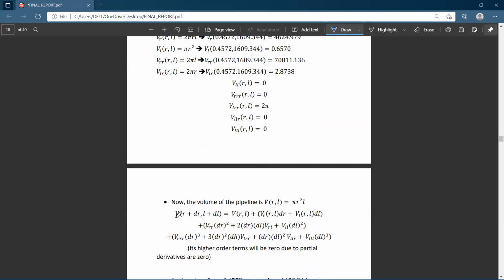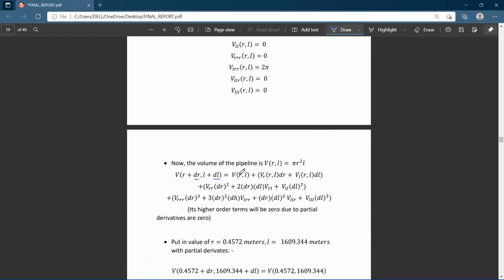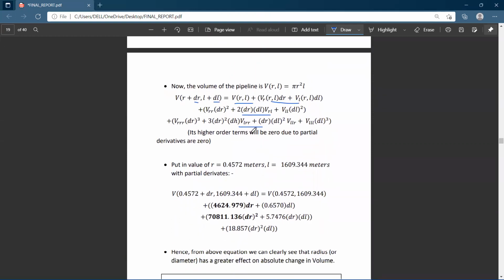So this is the Taylor formula, where the volume V(r + dr, l + dl) means small changes in radius and small changes in length. It can be represented by the original value of volume at (r, l) plus the partial derivative of V with respect to r into dr, plus the partial derivative of V with respect to l into dl. This is the first term, this is the second term, this is the third term, and this is the fourth term. After that, all terms will be 0.